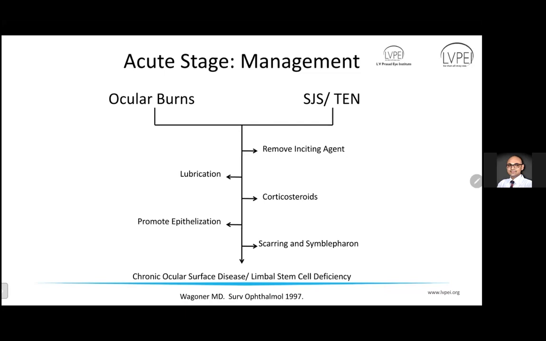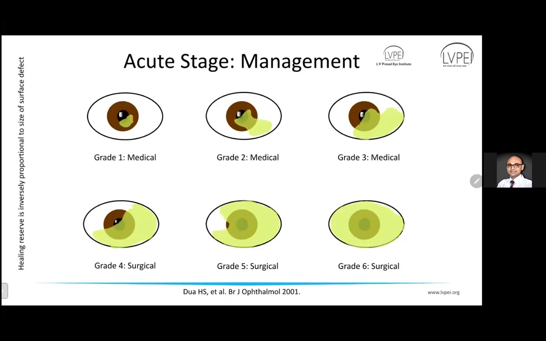And then finally, to prevent the scarring and symblepharon, if you do all of these things right, then eventually you will be able to prevent the scarring and symblepharon. And if you have prevented the scarring and symblepharon, then you will obviously be able to mitigate or limit the amount of ocular surface damage or limbal stem cell deficiency that is going to occur. So this slide is very fundamental to understanding what essentially we are trying to do in the management of ocular burns and SJS/TEN. If you have any doubts, please feel free to ask.